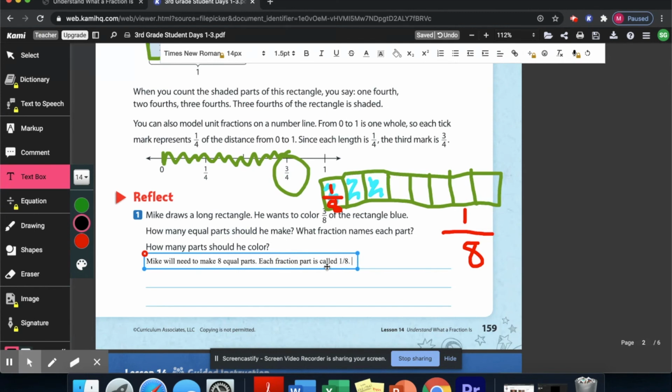Now I can look at my last question. How many parts should he color? We already did that. We did it and didn't even know that we would have to write it in. So how many did we color in? 1, 2, 3. Mike should color in 3 parts.